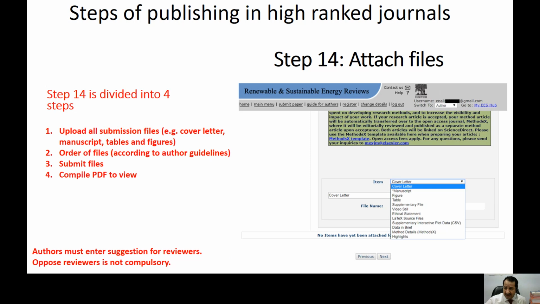Your files, you can see here: cover letter, manuscript, figures, tables, highlights, and so on. Any title with a star means this is compulsory. It should be provided, but others without a star are not compulsory, they are optional. You start uploading one by one.